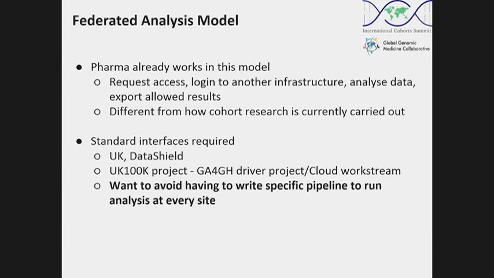We said that, for this to work in this federated model, you need standardized interfaces. We had some examples from the UK. One is called the Data Shield. The UK 100K project is working with the cloud workstream and the GA4GH to try and work on some of these standardized interfaces for accessing and authorizing access to data sets within the compute environment of the UK 100K project. And one of the goals of having these standardized interfaces is to avoid having to rewrite your analysis pipeline every time you want to do an analysis on a different cohort.